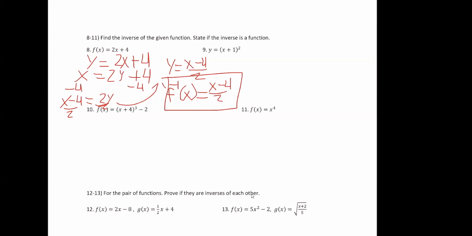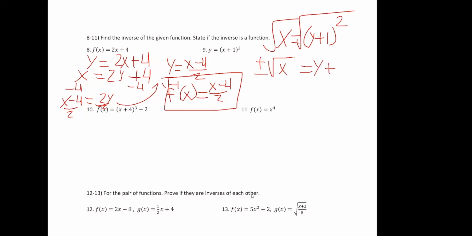So like for question 9, I don't know if I can skip this step just for space, but after you swap your x and y, you're going to have this. So when you square root both sides, don't forget to put this plus or minus. And then obviously you would just subtract the 1 over. So I'm going to abbreviate my steps. I hope this isn't confusing, but you would get that the inverse is this plus or minus square root of x minus 1 once you finish solving for your y.